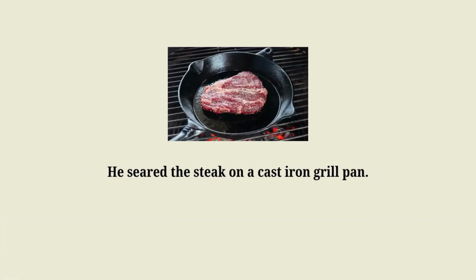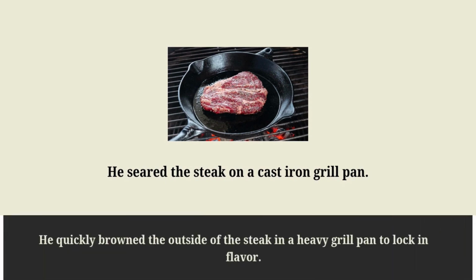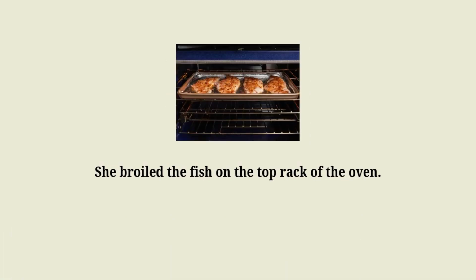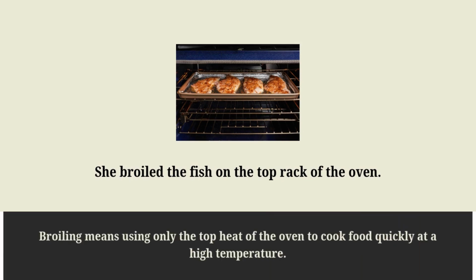He seared the steak on a cast-iron grill pan. Means he quickly browned the outside of the steak in a heavy grill pan to lock in the flavor. She broiled the fish on the top rack of the oven. Broiling means using only the top heat of the oven to cook food quickly at a high temperature.